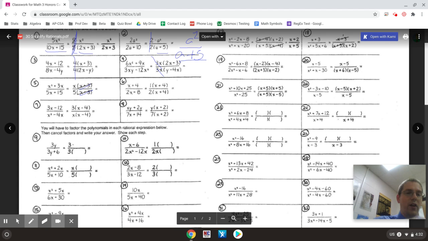Okay, what I'm going to do now for number 6 is the x plus 4's cancel, so you should have a 1 over 2. For number 7, your answer should be 3 over.